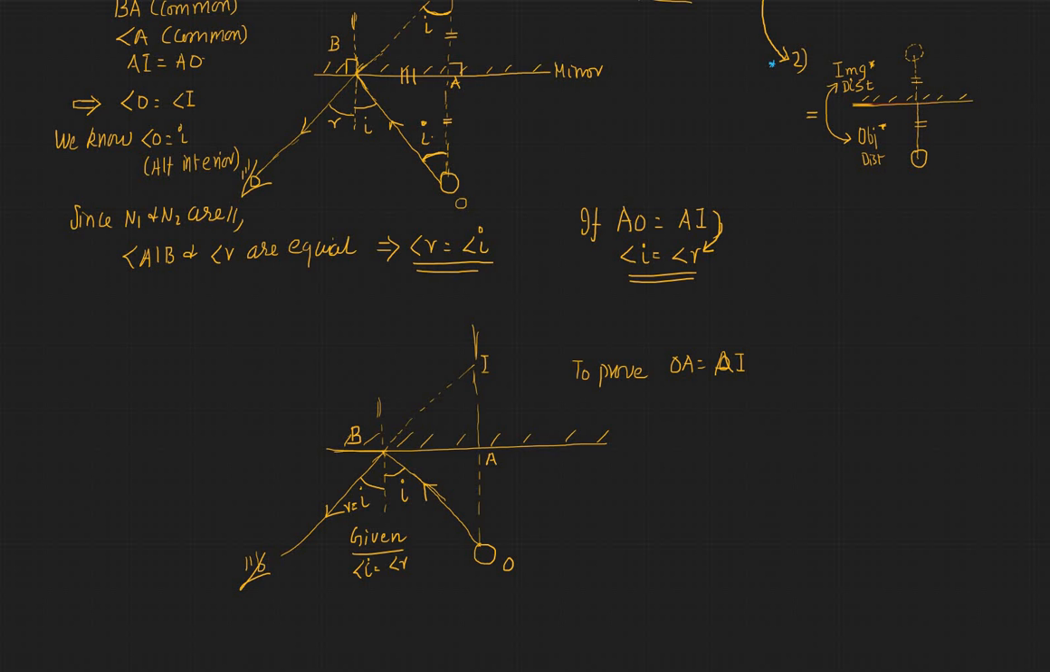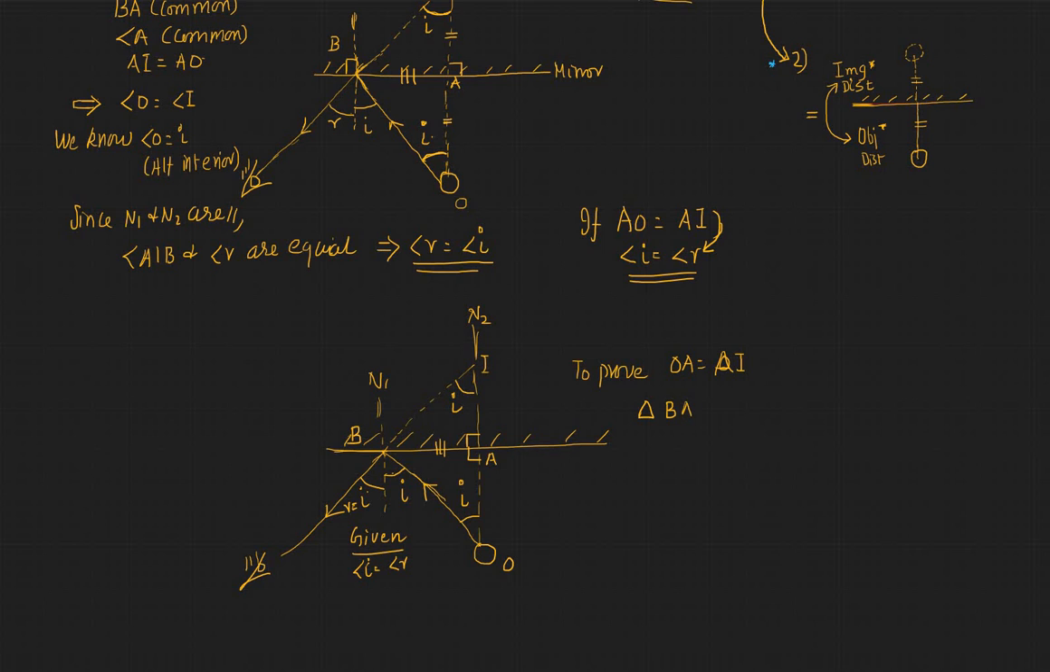So this is quite easy. Again, we use the fact that these two are perpendicular lines, and these are parallel, and these are perpendicular to the mirror, and hence this angle will be equal to this angle I, and similarly this angle will be equal to this angle I, and I can say that these two triangles are congruent.